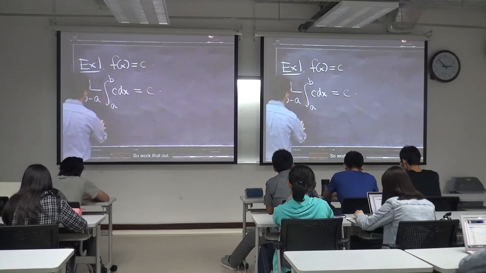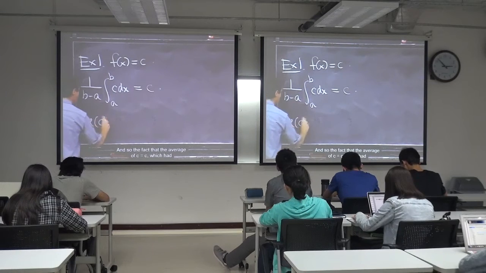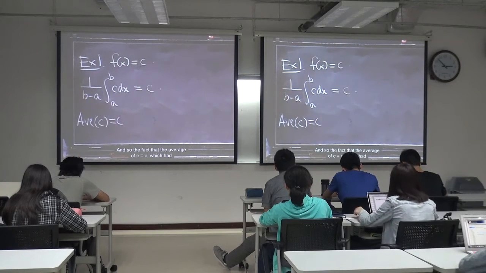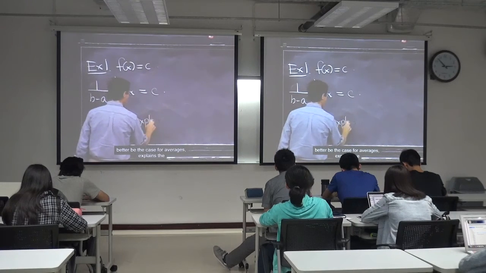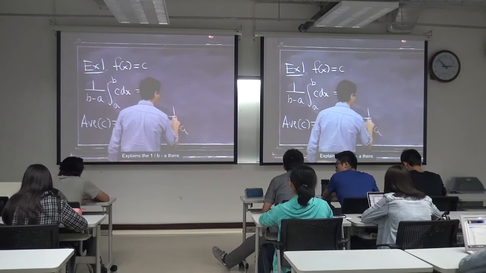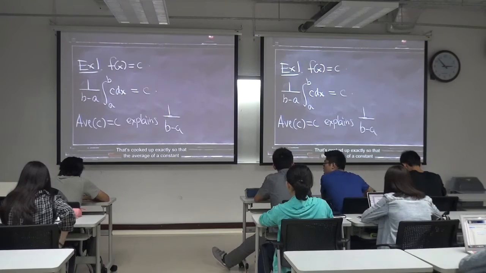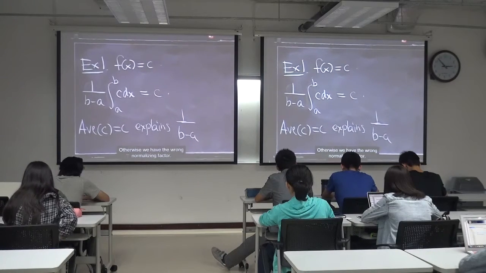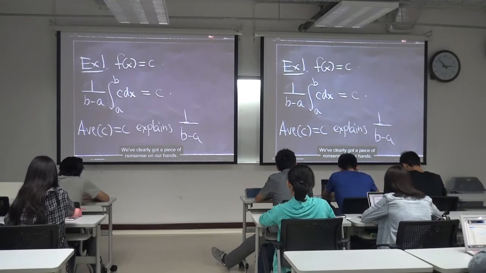So work that out. The answer is c. And so the fact that the average of c is equal to c, which had better be the case for averages, explains the denominator, explains the 1 over b minus a there. That's cooked up exactly so that the average of a constant is what it's supposed to be. Otherwise, we have the wrong normalizing factor. We've clearly got a piece of nonsense on our hands.